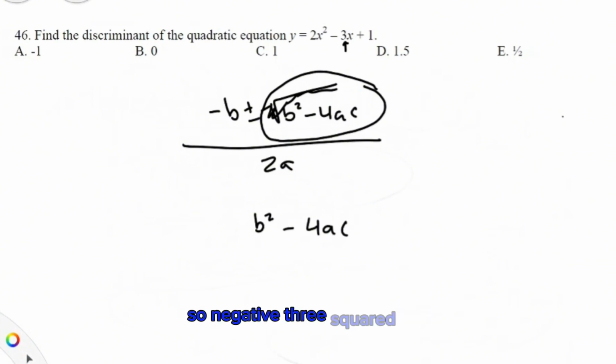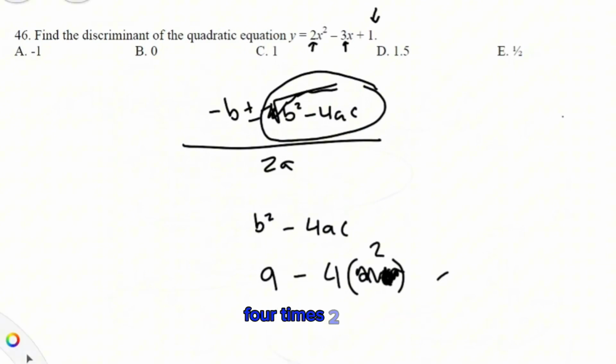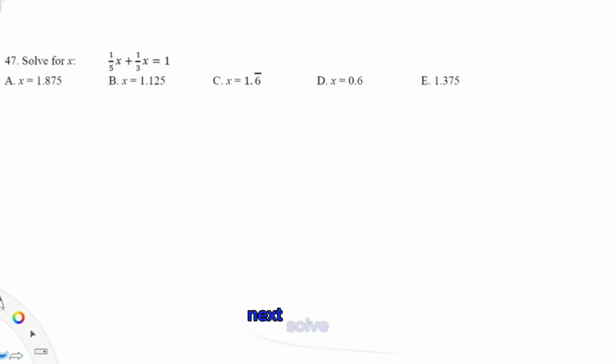So negative 3 squared is 9. 9 minus 4 times a times c. Alright. So in this case, c is the third number, which is 1. So we don't need that anymore. It's just a, whatever a is. In this case, a is the first coefficient. So that's 2. So it's just 4 times 2. 4 times 2 is 8. So we have 9 minus 8, and that equals 1. And that's your answer.